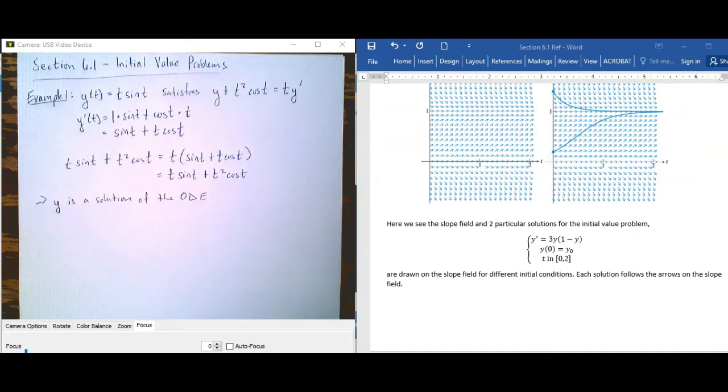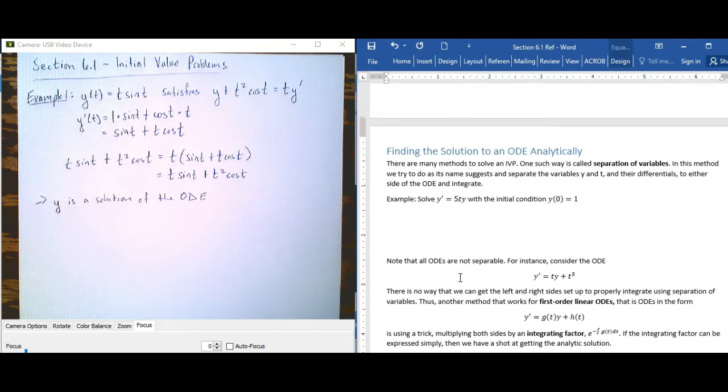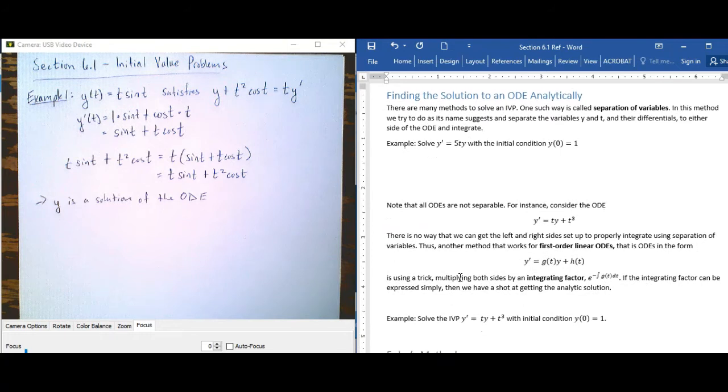All right, so before we get into the numerical methods associated with differential equations, let's find out how to solve them analytically. So there are several methods. If you took the ODE course, you know about the ones that we're about to do, but there are several that help us to solve various types of ODEs. One such method is called separation of variables.